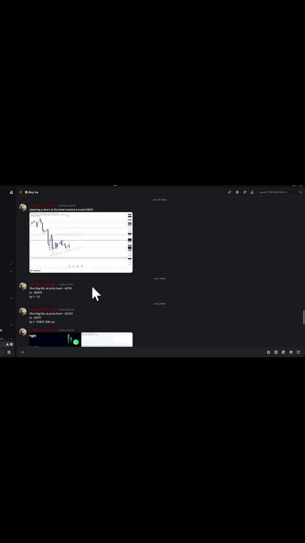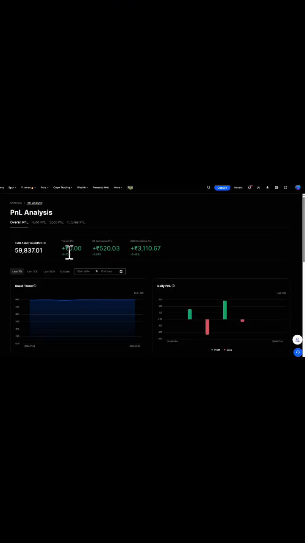Without any bullshit, let's straight away jump into the strategy. I'll be talking about this setup that you see in front of your screen, which we had called inside of the Discord community. And this is the PNL, which I have for this month on one of my accounts. Yeah, the numbers are not a lot, but you see this 5.48% in the last 30 days.